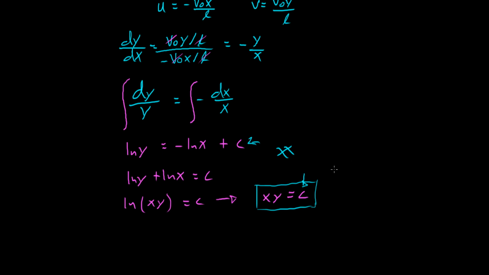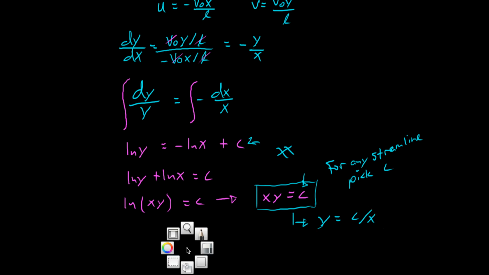And so for a given streamline, all we do is pick the value of c. For any streamline, pick a value of c. And so it might actually be more convenient as we use this to put this in a form that we can think in terms of. And so we might say that y is equal to c over x. And if you look at that, what this tells you is that the equation of the line looks like 1 over x multiplied by a constant.